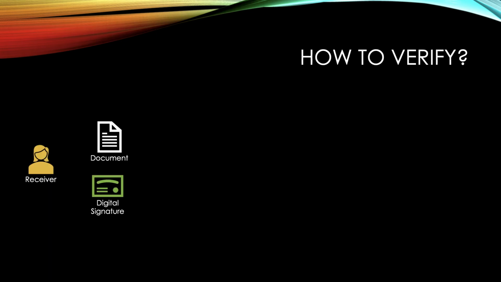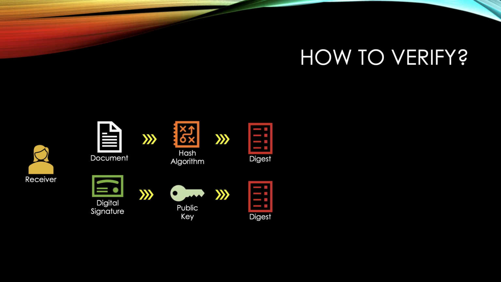On the receiving side, the receiver gets the document and the digital signature, and the document is passed through the same hash algorithm to get the digest, while the digital signature is decrypted with the public key to get the digest. If the digests match, that means the document is valid and has not been tampered with since signing.